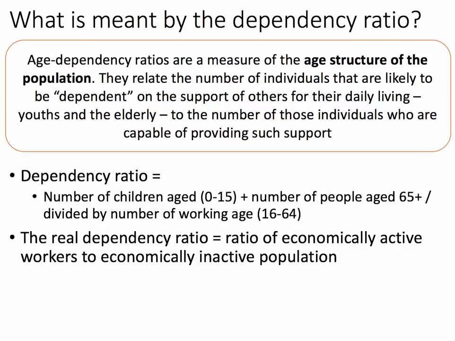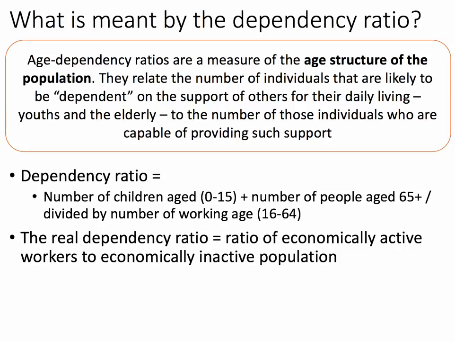So those two groups added together, divided by the number of working age people, for example, currently 16 to 64. That may change as the state retirement age moves up. So that dependency ratio, as we'll see in a minute, has been going up quite rapidly. There's also another slightly different measure, the real dependency ratio, which is the ratio of economically active people, who could actually be quite old if they've stayed on in the labour market, divided by the number of economically inactive population.